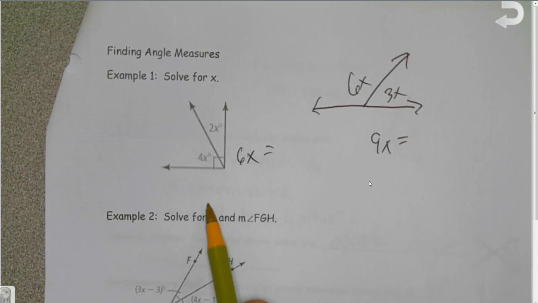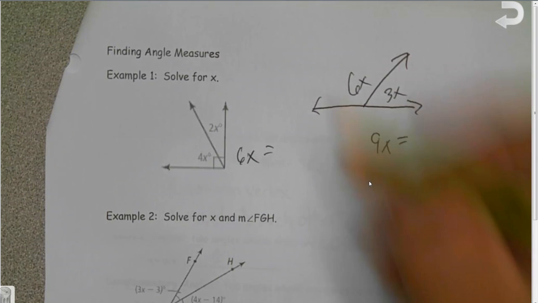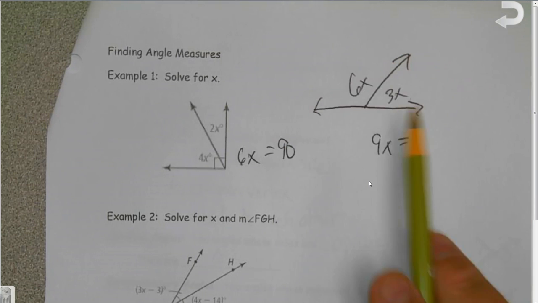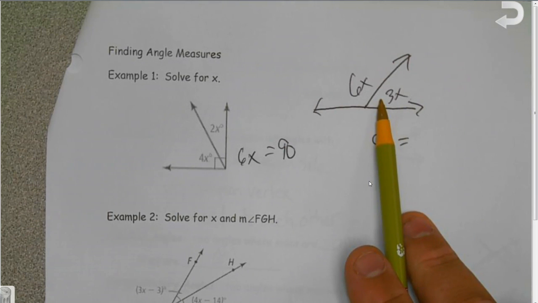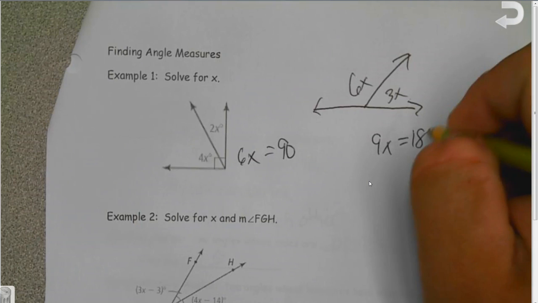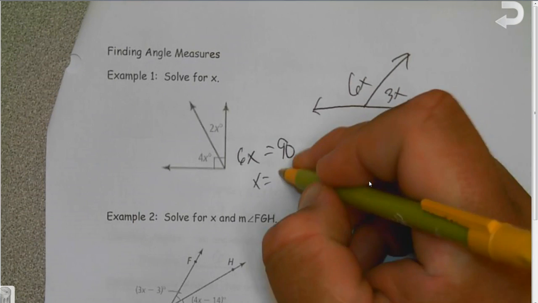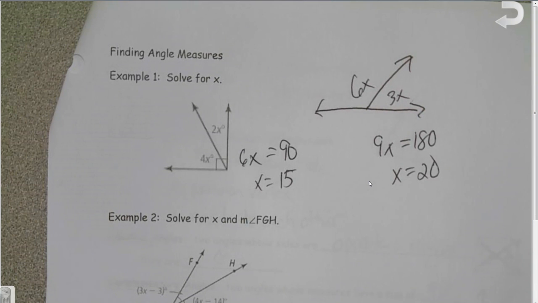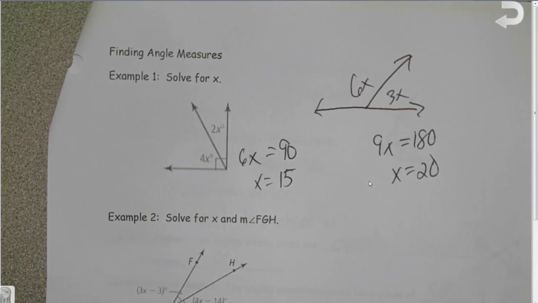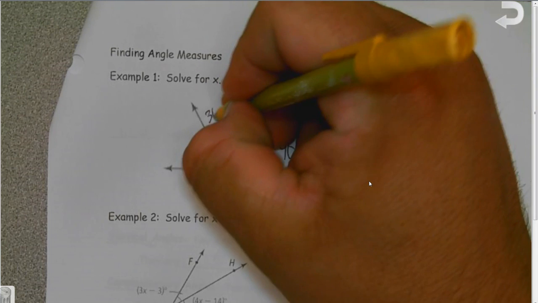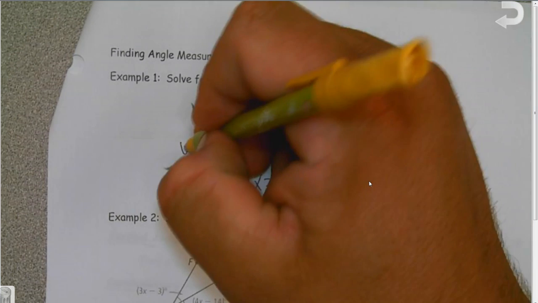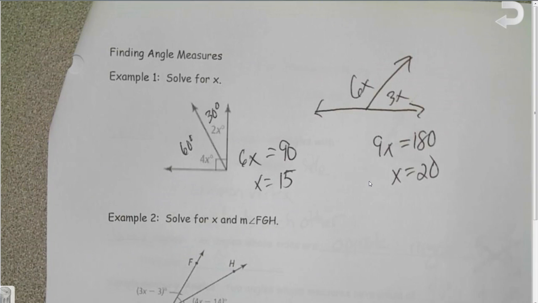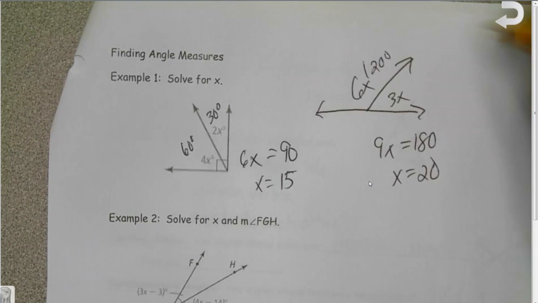In this case, what are we setting them equal to? Well, we're going to set them equal to 90. In this case, what are we setting them equal to? We're going to set them equal to 180. But just like with the last 2 sections, once you find the value of x, that's not enough. You still need to plug it back in. So this is 30 degrees. This is 60 degrees. This is 120 degrees. This is 60 degrees.